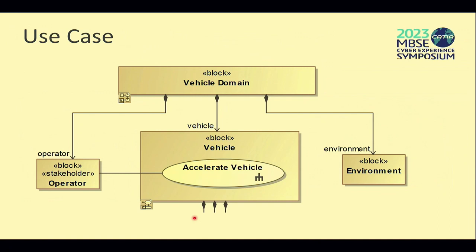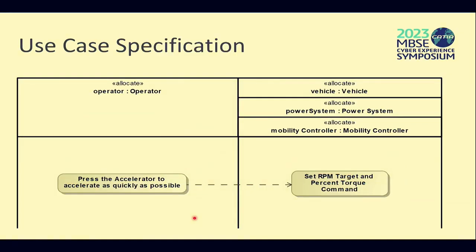So at a high level, of course, you could have a use case that would say something such as accelerate the vehicle, and of course our operator would be involved in that. So that's what a high-level use case could be for something like this. And then if you delve into the activity diagram that would actually specify that use case, it would be very simple. It would be something as easy as saying, hey, we want the operator to press the accelerator to accelerate as quickly as possible. And then what happens next? Well, it sets the target RPM and the % torque command. So that's what we were looking at with those value properties in that mobility controller.